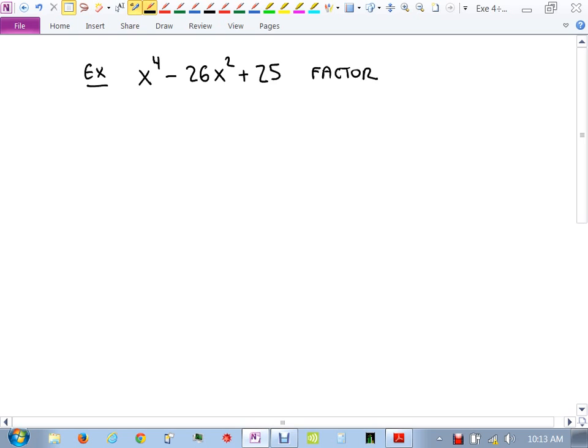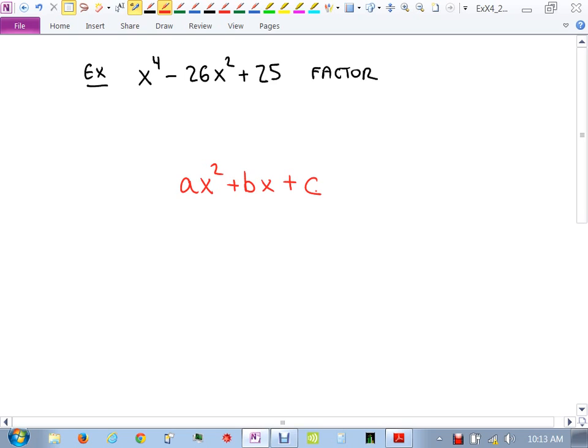However, we need to be a little careful here because we don't have the standard form of an AC method. AC method, normally you use it whenever you have something like this, right? You have a number in front of x squared plus a number in front of x and then plus some number by itself, right? We kind of have that, but it's not x squared. What do we have? X to the 4th. And then the middle term isn't x, it's x squared.